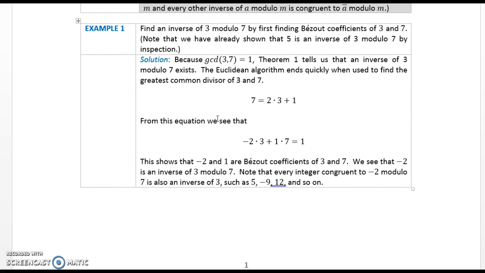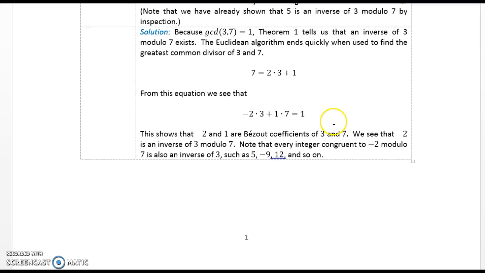7 is equal to 2 times 3 plus 1. From this equation, we see that minus 2 times 3 plus 1 times 7 is equal to 1. This shows us that minus 2 and 1 are Bezout coefficients of 3 and 7. We see that minus 2 is an inverse of 3 modulo 7. Notice that every integer congruent to minus 2 modulo 7 is also an inverse of 3, such as 5, minus 9, 12, and so on.